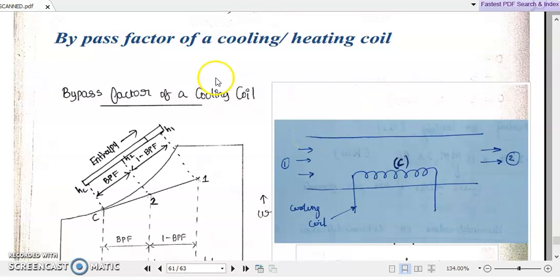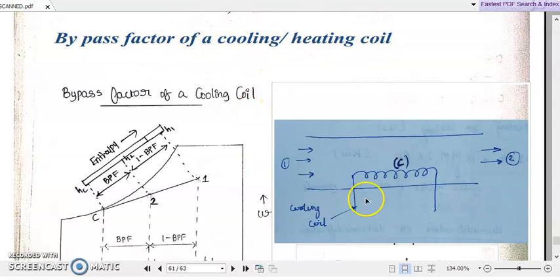Dear students, welcome back to our discussion on air conditioning process. We have been studying the various psychrometry process, and we discussed how we can represent these various psychrometry process on our psychrometric chart. Now let us discuss another term called bypass factor of a cooling or heating coil.